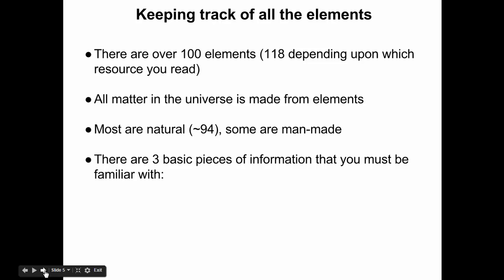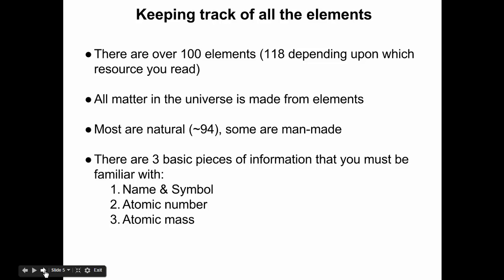So there are three basic pieces of information that you need to be familiar with when you're talking about elements. The first one is the atomic name. So, for example, hydrogen. And its symbol, which for hydrogen is H, just a capital H. The atomic number. So that's going to be located at the top of the periodic table. It's going to be just a whole number. For hydrogen, it's 1. And also the atomic mass, which will be located in the bottom of the square on the periodic table. And that's a decimal. So for hydrogen, it's like 1.009.